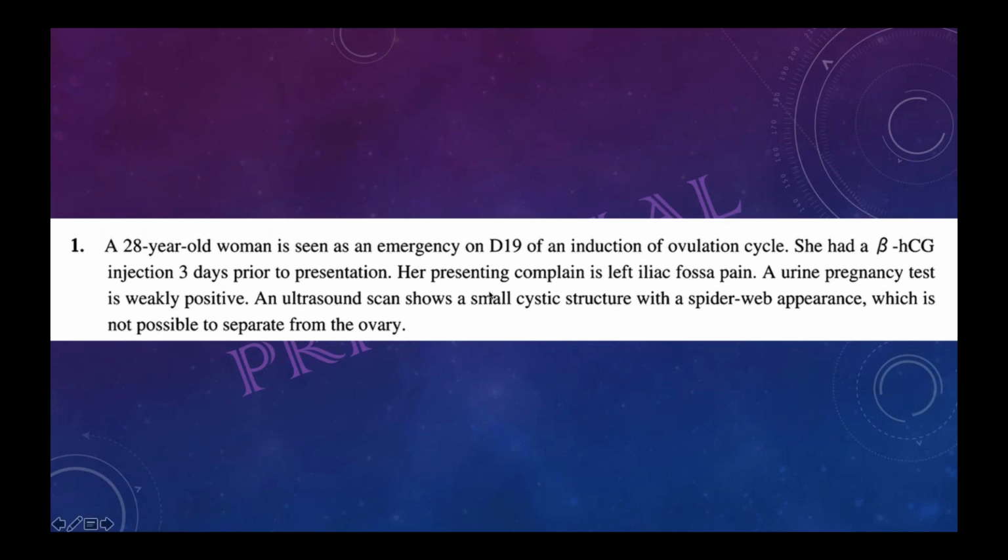A 28-year-old woman had a beta HCG injection 3 days prior to presentation. She is on ovulation induction, with left iliac fossa pain and a weakly positive UPT. The ultrasound scan shows a small cystic mass with a spider web appearance. Spider web is hyperstimulated ovary, okay? It is not possible to separate it from the ovary. So, a small cystic structure, not able to separate from the ovary.